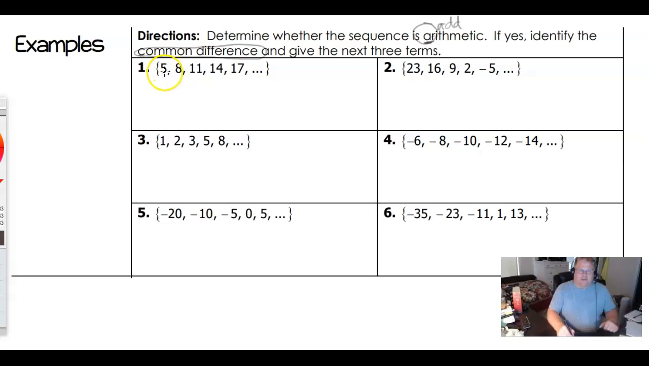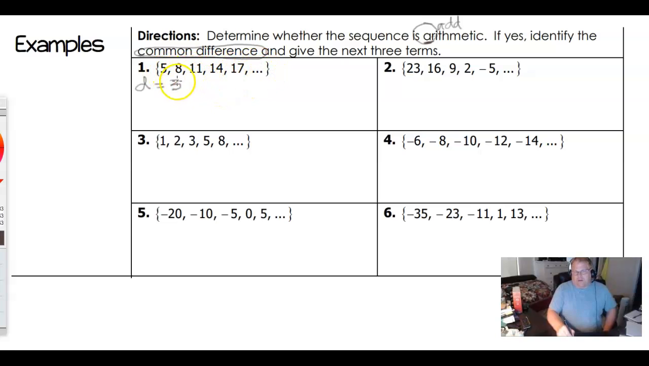So like 8 minus 5 is 3, 11 minus 8 is 3, 14 minus 11 is 3, 17 minus 14 is 3. That's why it's called common difference, because the difference of them is, in this case, only 3. Since this is the same all the way through, we're going to say the common difference, and with common difference, we use D. D is 3, and we want to do the next 3 terms.